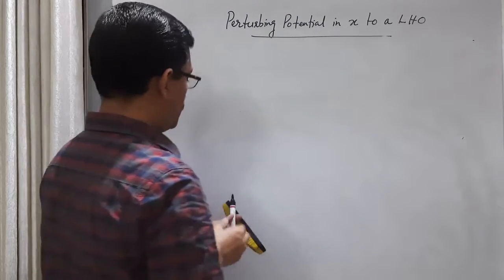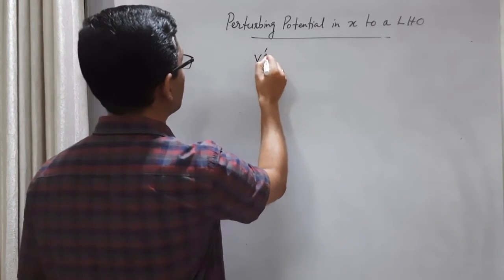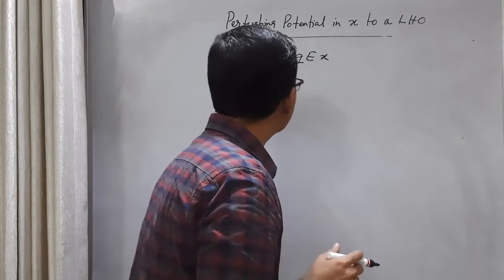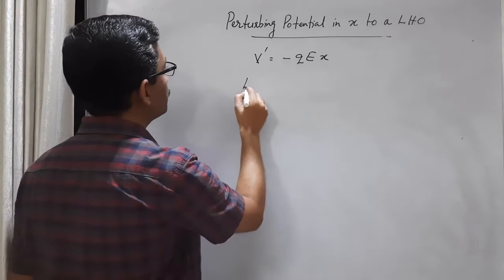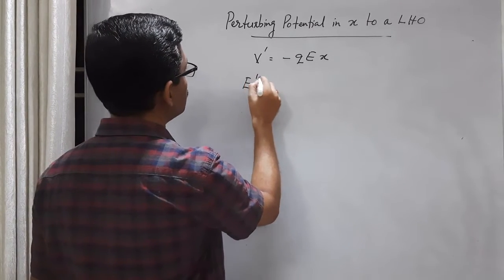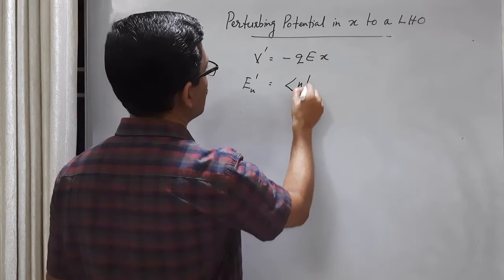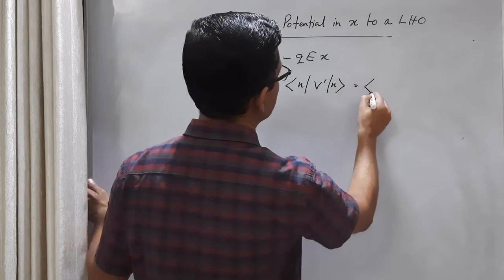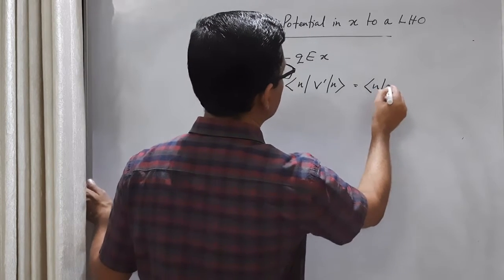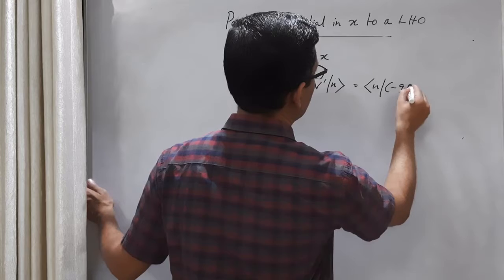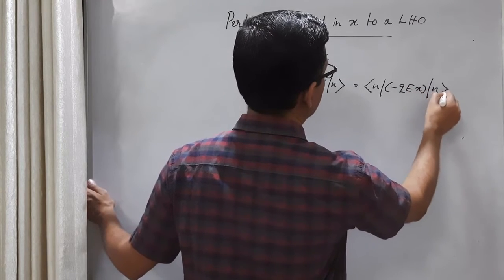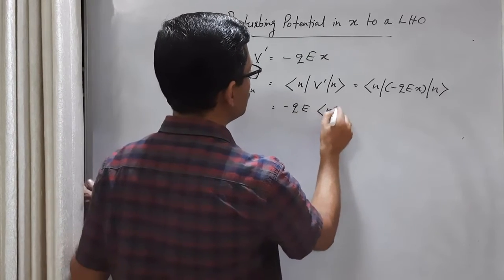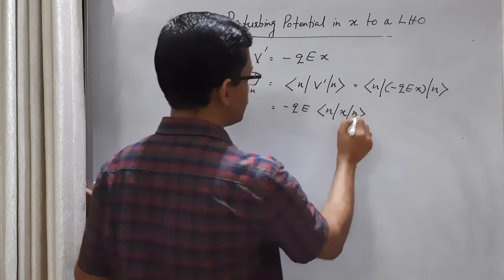So what is the perturbing potential here? Minus QE x. So the first order correction is ⟨n|V'|n⟩, that is ⟨n|(−QE x)|n⟩. Minus QE is a constant, I can take it outside. So this is basically the expectation value of x.